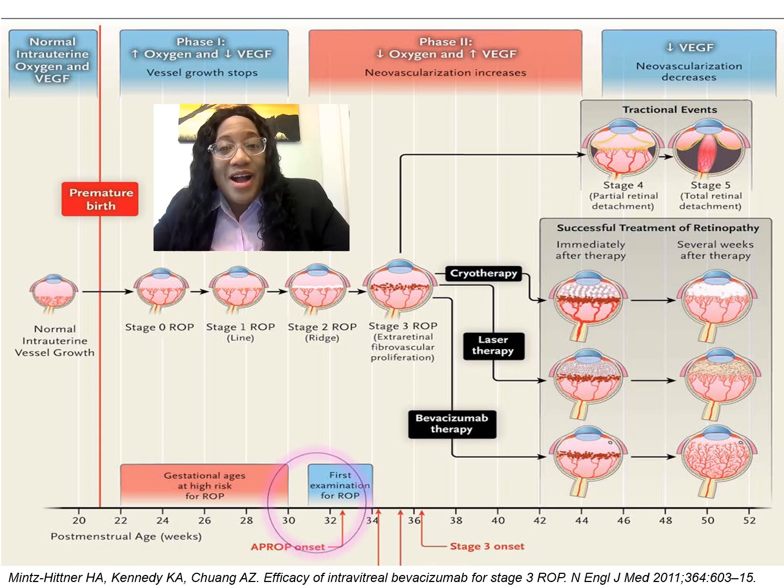Dilated fundus exam for ROP begins at about 31 weeks postmenstrual age or 4 to 6 weeks after birth. As the infant matures, hypoxia occurs and low oxygen upregulates VEGF, leading to ROP progression. If there is no treatment, it could progress to retinal detachment.